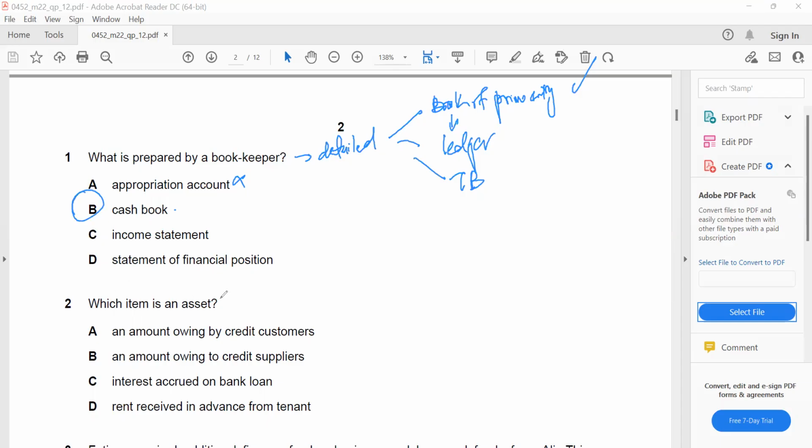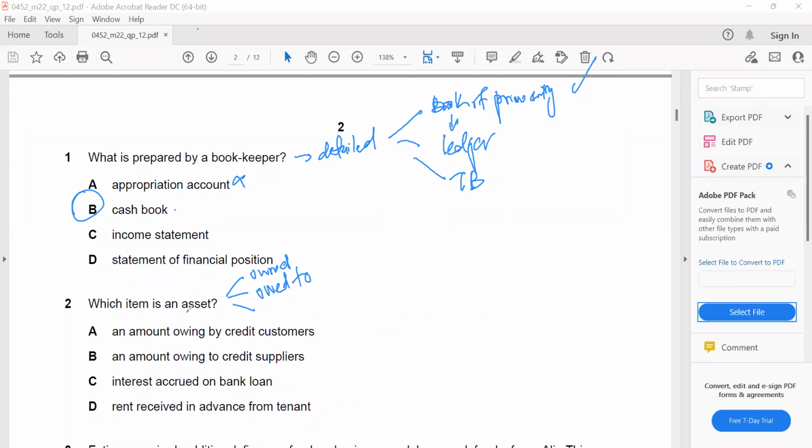Which item is an asset? An asset belongs to the owner, or is owned by the owner, or is owed to the owner. So there are three things: owned by the owner, owed to the owner, or the capital invested also can. Capital invested, yes. No, sorry. This one they are talking about the asset only. So capital cannot. Capital goes to the cash or the bank.